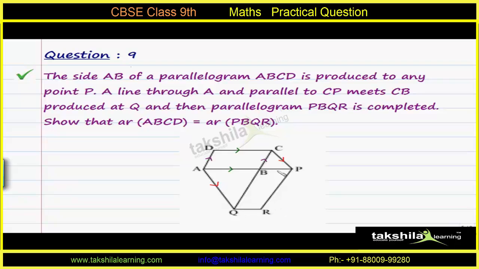So if PBQR is a parallelogram, that means BP is parallel to QR and BQ is parallel to PR. When all this is given, then we have to show that area ABCD is equal to area PBQR. That means the area of this parallelogram here is equal to the area of parallelogram PBQR. So here we have to show that the areas of both these parallelograms are equal.